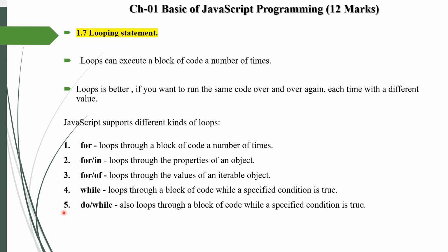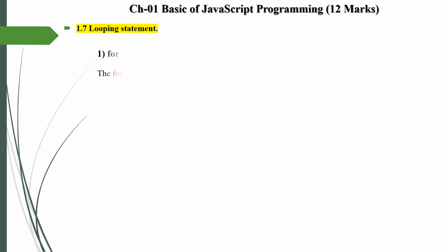So these are the different loops in JavaScript. Some loops we already studied in previous languages like C, C++ and Java. We already studied for loop, while loop, and the do while loop. For in and for of, these two are new for us. So we will see all these loops one by one in the next slides or videos. First we see the for loop.